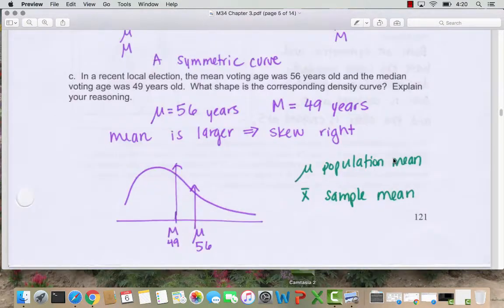In a recent local election, the mean voting age was 56 years old and the median voting age was 49 years old. So what shape is the corresponding density curve? In this case, our mean is larger, 56 is larger than our median, so we expect it to skew right. I gave a little sketch here. We can label, here's our median, age 49, here's our mean, age 56.